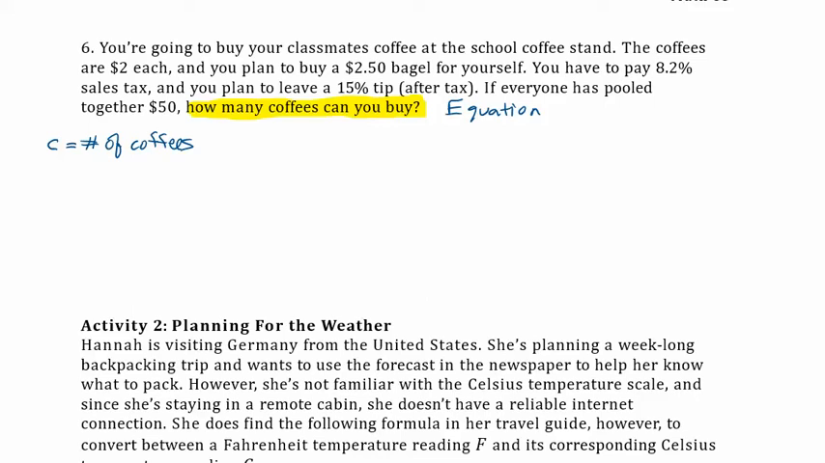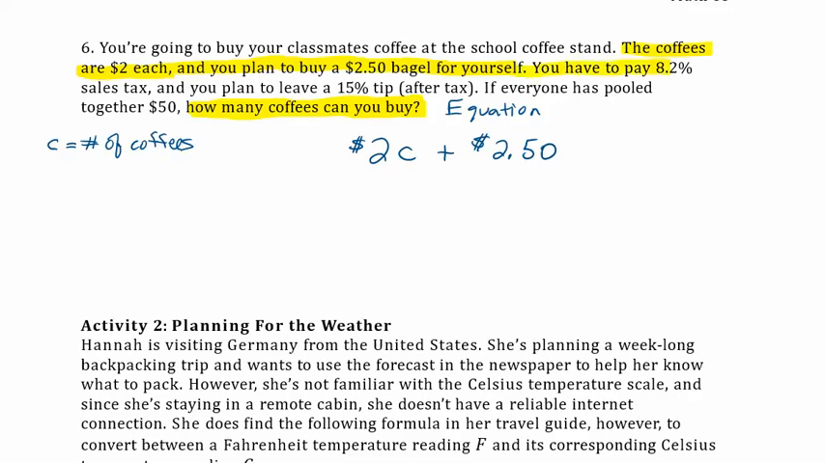All right, let's start building this thing. So let's start at the beginning and just work our way through. The coffees are $2 each. Okay, so how much are we going to spend on coffee? We're going to spend $2 times however many coffees we buy. Awesome. Now we're going to buy a $2.50 bagel. So what am I going to do with that $2.50? I'm going to add it on to the cost of the coffees. So this is how much money I'm spending. I'm spending $2 times C, for all the money I'm spending on coffee, and this is the money I've spent on a bagel. Okay, so far so good.